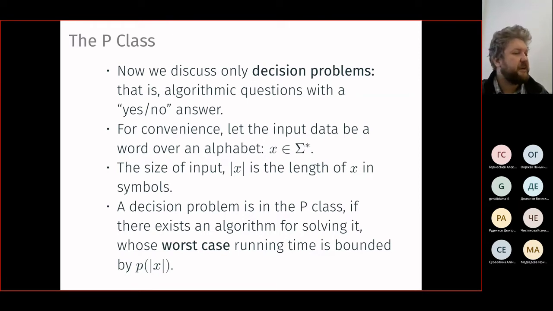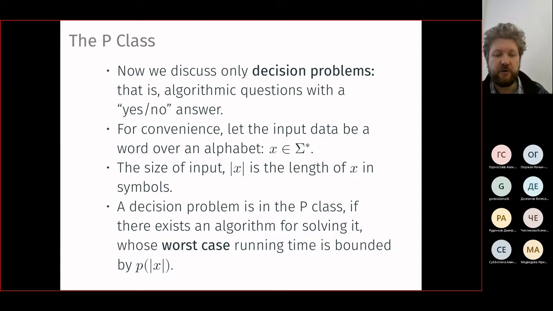And this is a rough approximation of being, say, computationally tractable. So if you are polynomial, there is a hope that this could be implemented and run fast. If it's exponential, as they say, non-polynomial, there's usually no hope, but again, there are exceptions, so it's an approximation. This is the P class, quite clear, so just usual algorithms working quite fast.